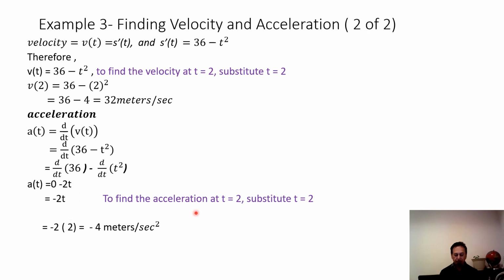So now to find the acceleration at t equal 2, we substitute t equal 2. So this becomes -2 times 2, which is -4 meters per second squared.